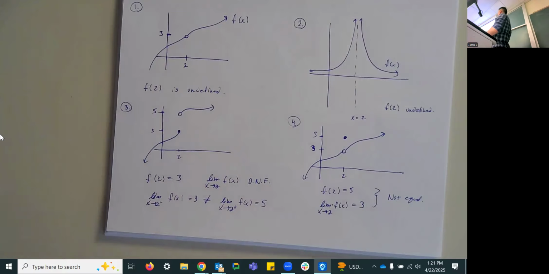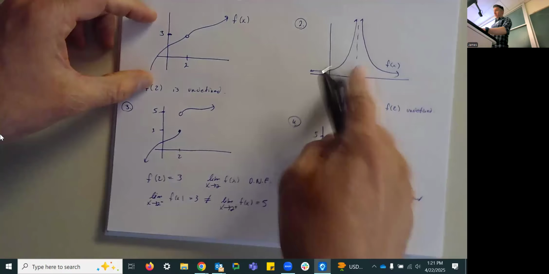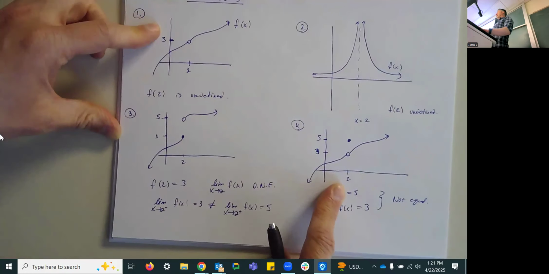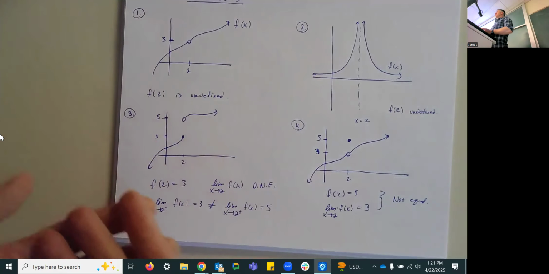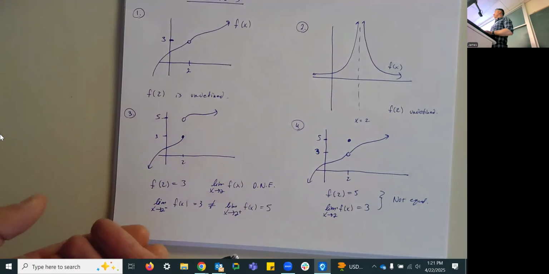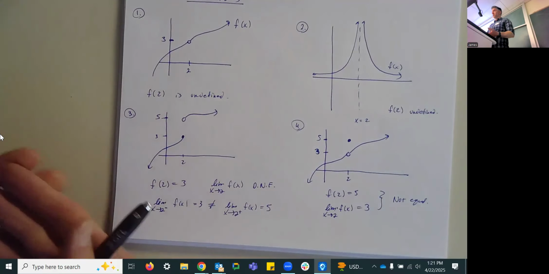I should point out, the way I've drawn all these functions, they're continuous almost everywhere. This function, this function, this function, and this function are all continuous actually everywhere except for at 2. And we would still describe them all as being discontinuous. If you're discontinuous at one point, that's the name you get.